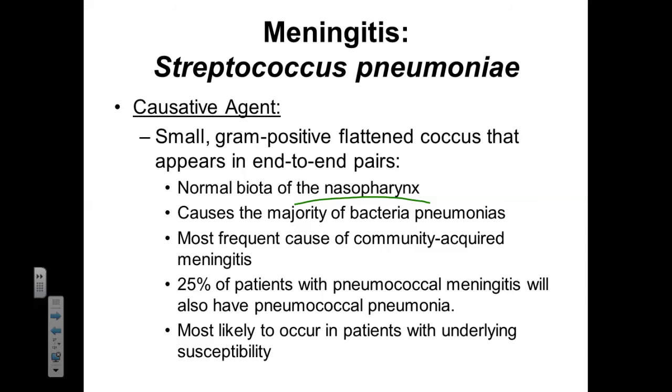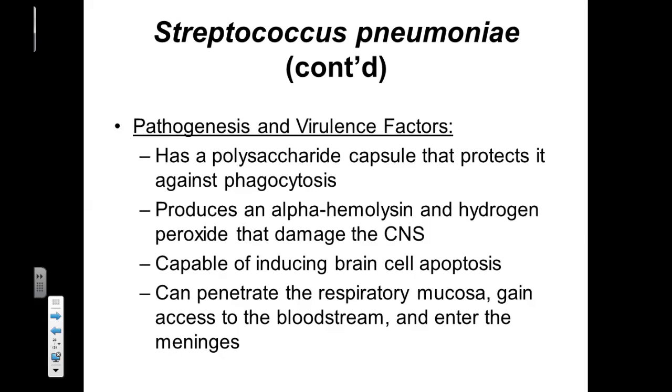Streptococcus pneumoniae is the most frequent cause of community-acquired meningitis. In approximately 25% of patients that have pneumococcal meningitis, they'll also have pneumococcal pneumonia as well. So these are accessory, or complementary, I should say, infections. These are typically going to be most likely in patients that have some kind of underlying susceptibility for this pathogen.